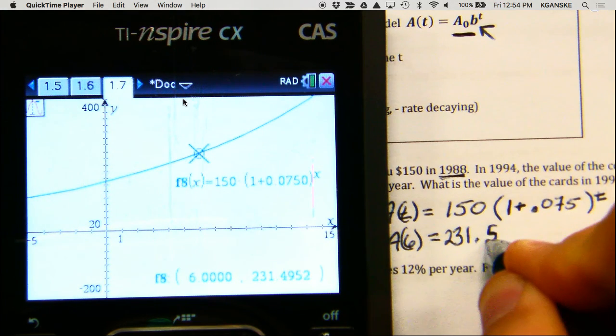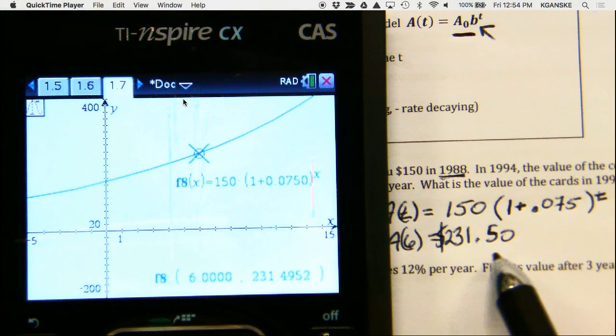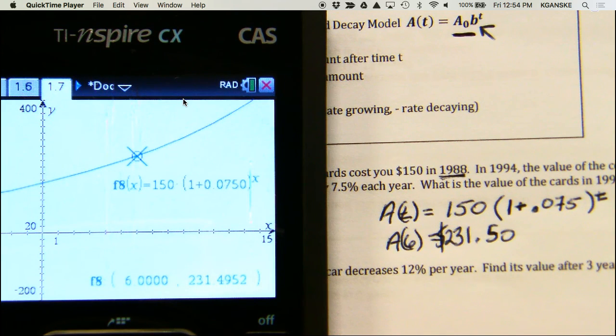50, I guess. Okay, so we've always harped on 3 decimal places, but we're talking about money here, so you just do dollars and cents. Okay, so there's that. What other kinds of questions could I ask here?